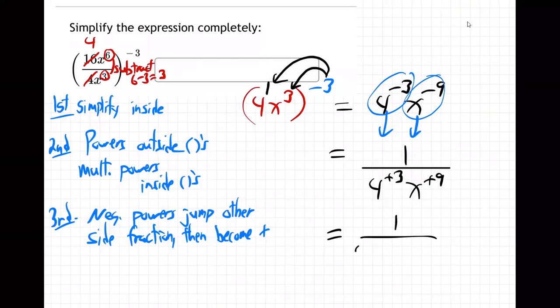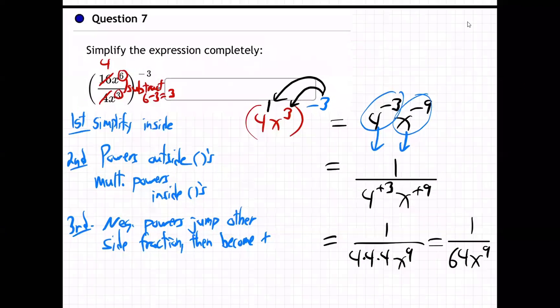So this would be 1. This is 4 times 4 times 4. And so just use your calculator on that. And it's 16 times 4, which is 64. So 1 over 64x to the 9th. And so there it is, just like that.